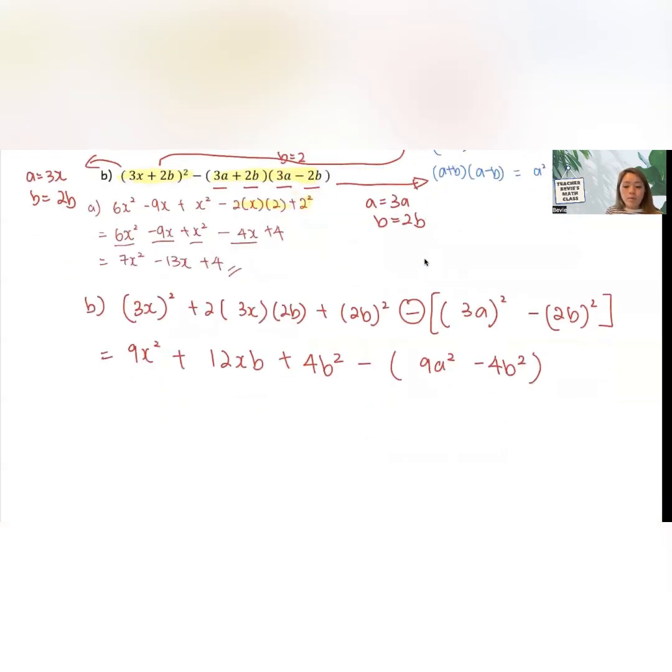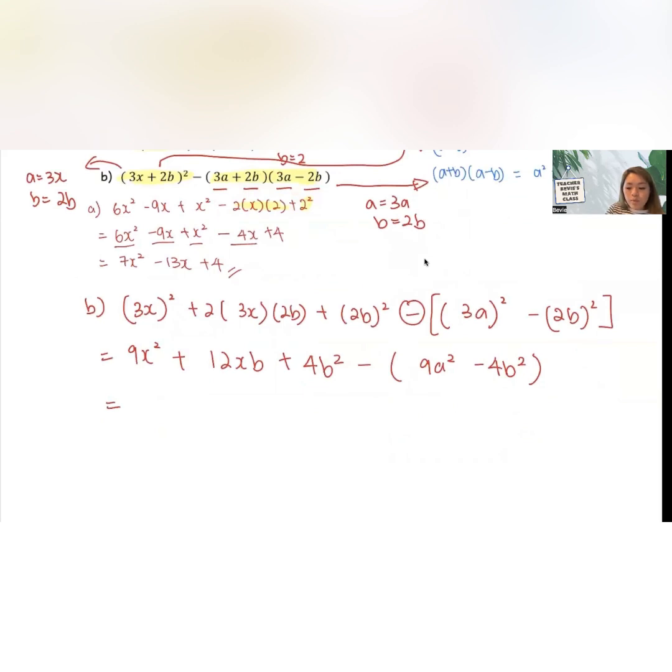Now that I'm done with all my expansion, all I have to do is remove these brackets. If it's a positive sign, I can just open up freely. There is no sign change. But if there is a negative sign outside your bracket, please keep in mind that you have to flip the sign when you're opening it. This gives me 9x squared plus 12xb plus 4b squared minus 9a squared plus 4b squared. Now that this is just a normal linear expression, all I can do is simplify further by adding all my like terms together.